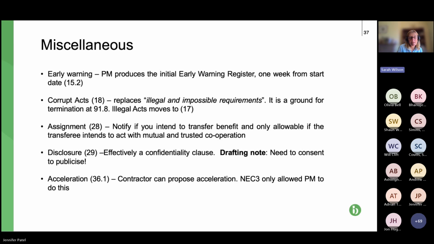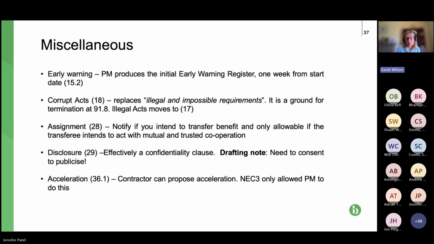Yep, so second bullet point, we've covered the first. Second bullet point, corrupt acts at clause 18 replaces illegal and impossible requirements. At 28, we now have an assignment. So you've got to notify if you are going to assign, i.e. transfer the benefit of the contract. You've got to notify the other party. And a new clause at 29, disclosure, which, as it says there, is basically a confidentiality clause.